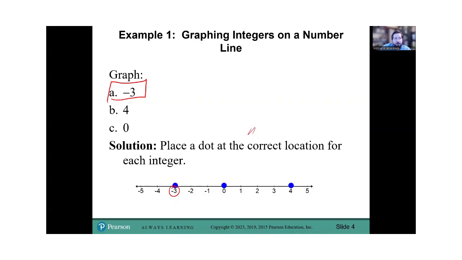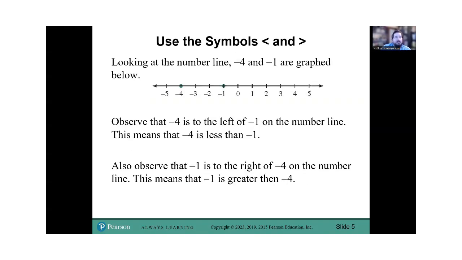We have symbols that we'll see. Those symbols are less than and greater than. And again, if I look at the number line, I have -4 and -1. Not the easiest to see, but I have these two values. -4 is to the left of -1, which means that -4 is less than -1. Or we can look at that the other way around. -1 is to the right of -4, which means -1 is greater than -4.